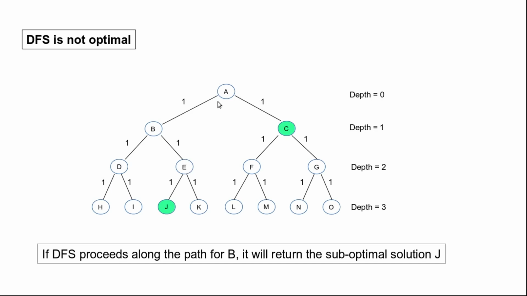So DFS, if it proceeds along B, then it would return J as the solution, and hence we see that DFS is not optimal. It will not always return the optimal solution.